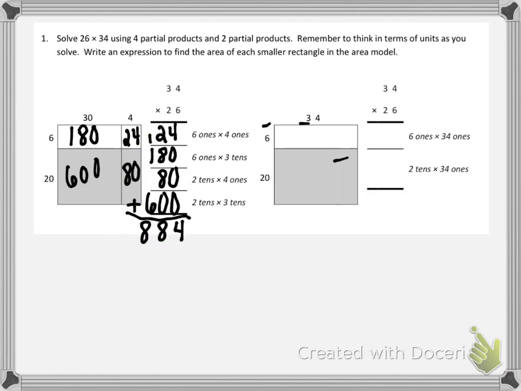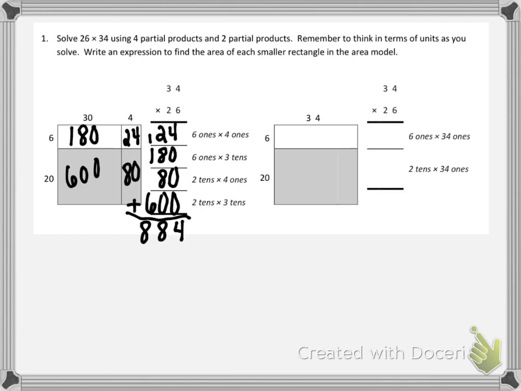Now we need to take this side over here and do the same thing. But this time we're not going to have 4 partial products. We're only going to get 2. So we have to do 34. So 6 ones times 34 ones. So we do 6 times 34. And we're going to have to do that on the side.